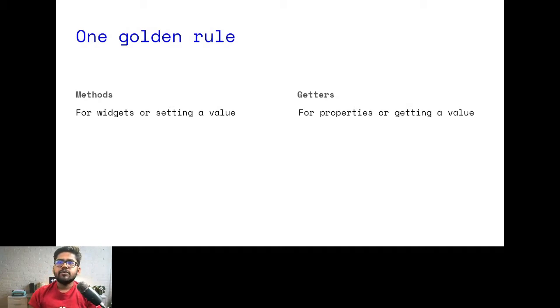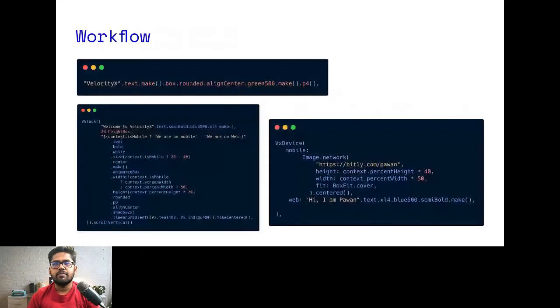Apart from that, if you see this example, then you can see this is how the VelocityX workflow looks like. Okay, so you have a chain kind of system where you can just have a string, let's say VelocityX, then you will say .text, which means a text widget, and .make. So make is something which we use to finalize something. Okay, and I'm gonna explain all of these things in a much easier way when I show you the demo.